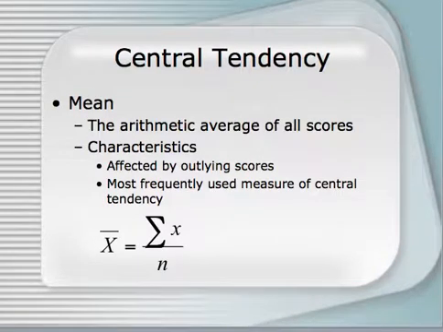Mean is basically the average of all scores. However, it's affected by outlying scores. So if you have 5 participants and one participant scores 190, whereas the other participants score around 60, clearly your mean would be high because you have one participant who's an outlier. It's the most frequently used measure of central tendency. Again, the formula for mean is summing up all your data points divided by the number of observations you have.